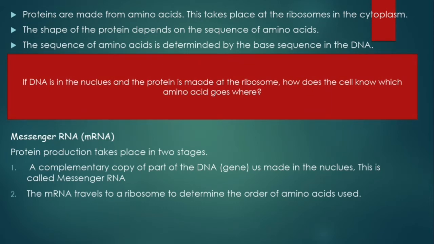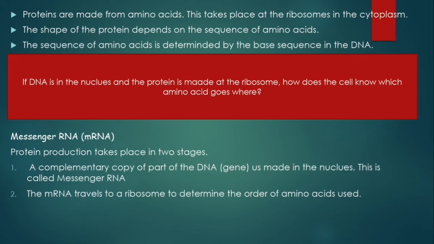So proteins are made from amino acids, and this takes place at the ribosome in the cytoplasm. The shape of the protein depends on the sequence of amino acids. The sequence of the amino acids is determined by the base sequence of the DNA. But if the DNA is in the nucleus and the protein is made at the ribosome, how does the cell know which amino acid goes where? Well, this is where messenger RNA comes in.